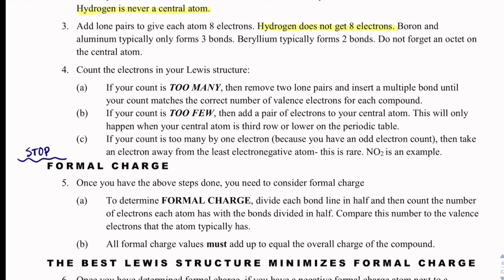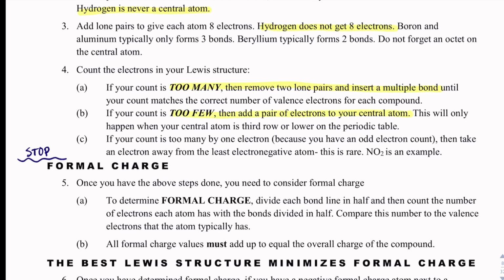Now here's the part that we're going to have to work on. If you end up with too many electrons, then we will remove 2 lone pairs and insert a multiple bond until your count matches the correct number of valence electrons that you added up in step 1. And if your count is too few, then we're going to add a pair of electrons to your central atom.